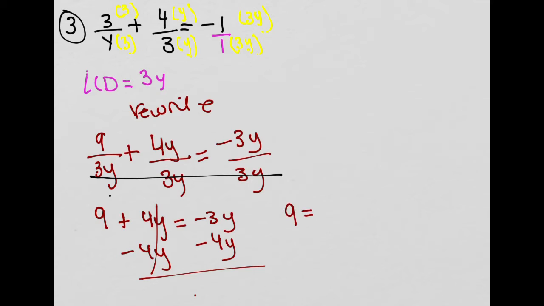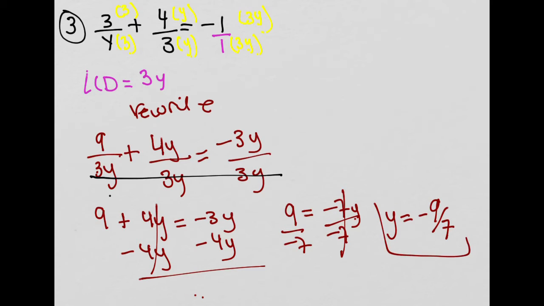So I have 9 equals negative 7y. Divide both sides by negative 7 in order to solve for y. So I am left with y equals negative 9 over 7. And if I were to substitute that in the denominator for the first term, it will not be equal to 0. So this is a good answer.